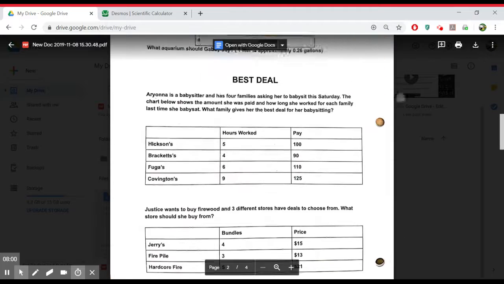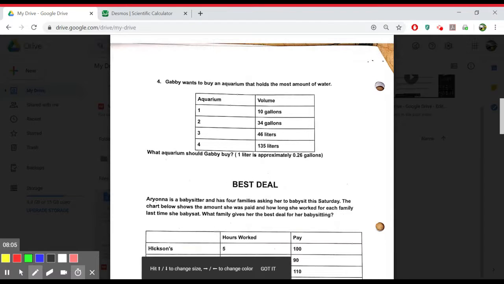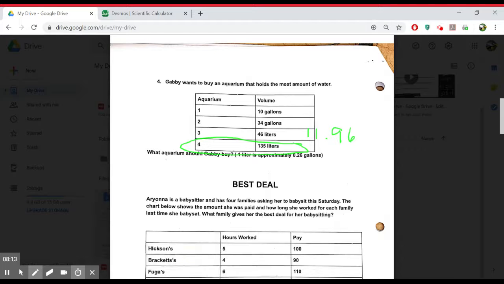Oops. It's frustrating. Well, we have our stuff anyway. So this gave me 11.96. So this is clearly, it says the most water. So this is gallons. So that's not it. And this is definitely not it. So we're looking at 34 gallons and 135 liters.